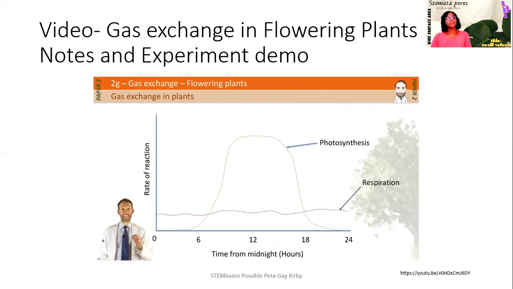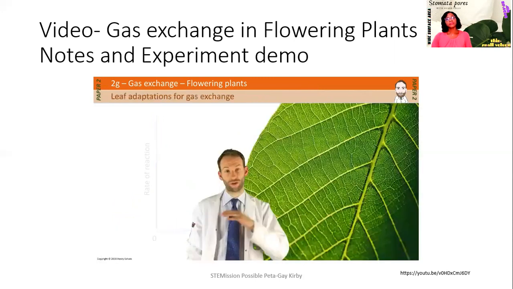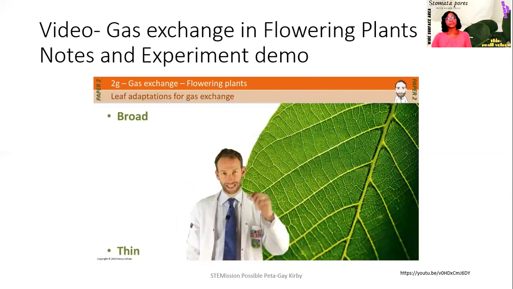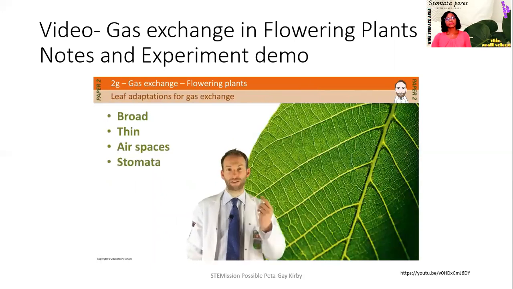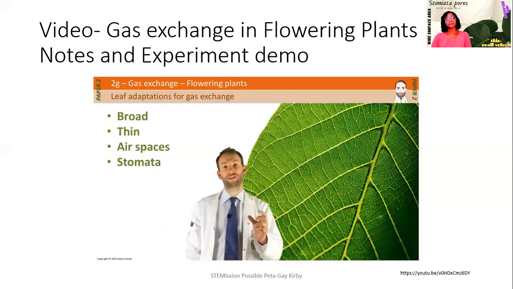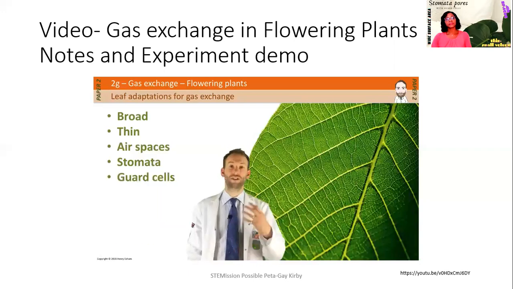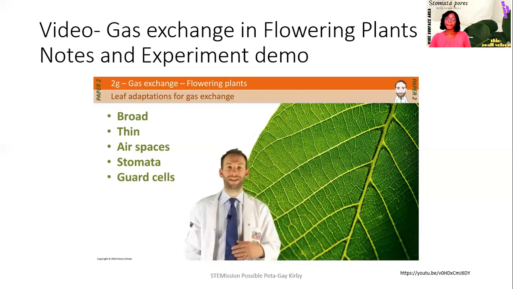Leaves are really well adapted for gas exchange. They've got a nice big, broad, large surface area for diffusion, and they're really thin, so again gases diffuse really quickly. Lots of air spaces within the spongy mesophyll layer are really good for diffusion. Loads of stomata means lots of points for gases to come in and out, and actually the stomata can be open and closed depending on the conditions, which is another advantage for gas exchange.